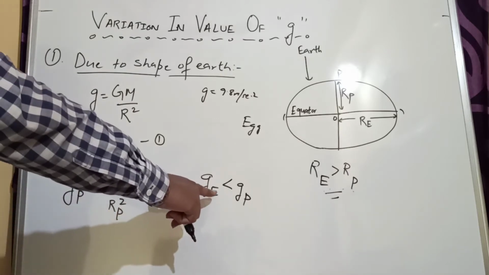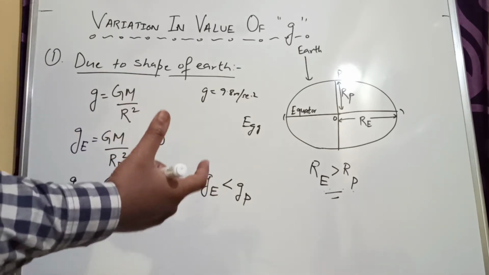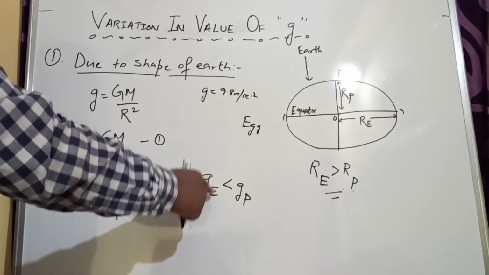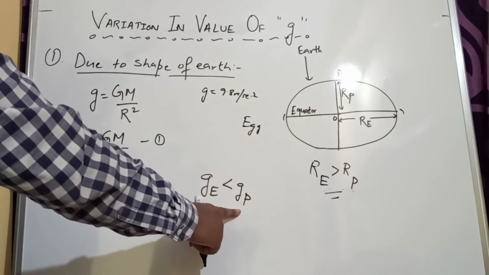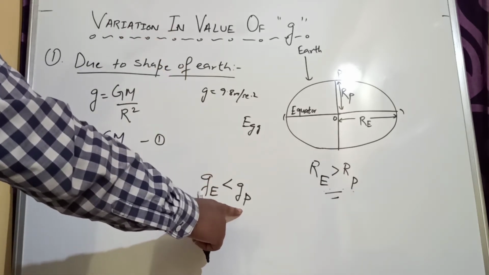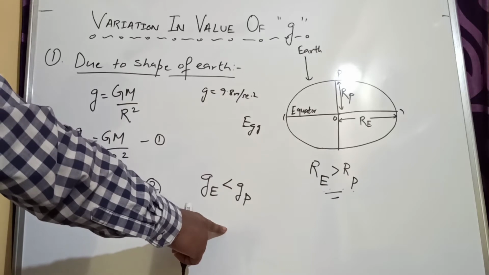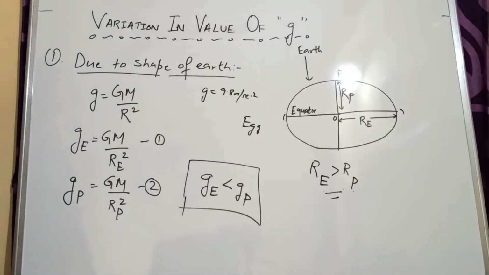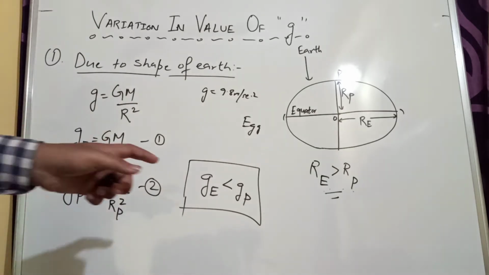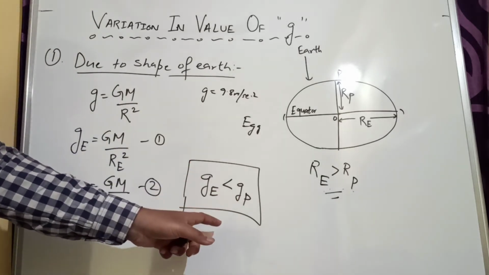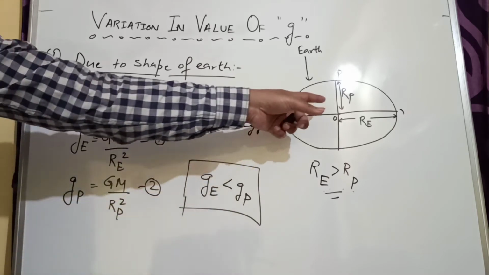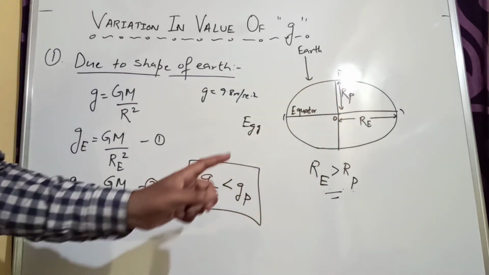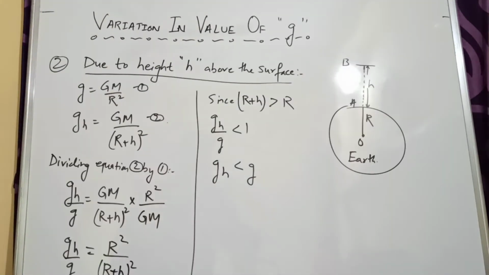Means the value of acceleration due to gravity at the equator will be less than the value of acceleration due to gravity at the poles. Clear? So this is your relation between the value of acceleration due to gravity at the equator and at the pole. So in this way the value of g is changing in these two positions. Clear? Now come to the next point.